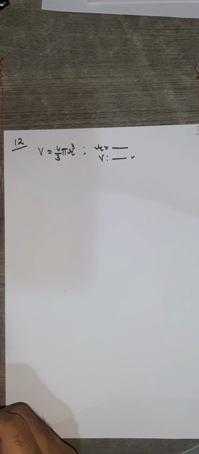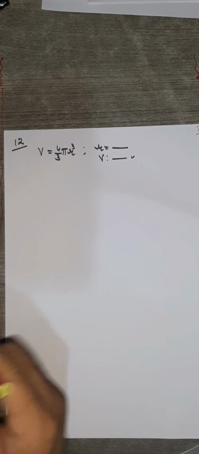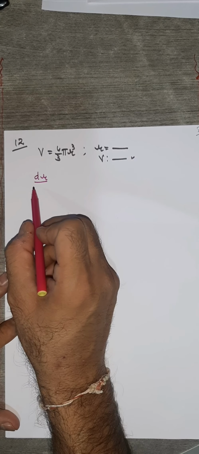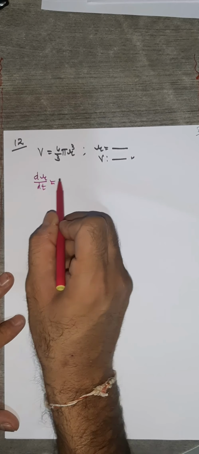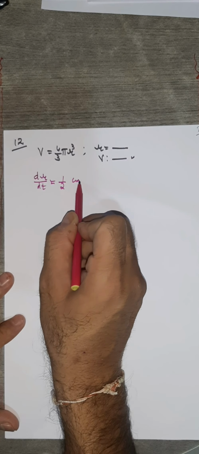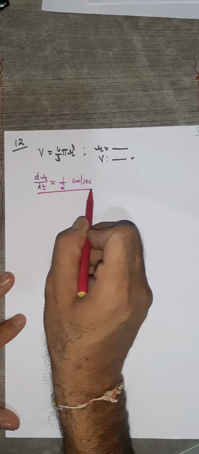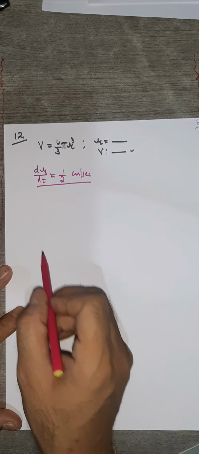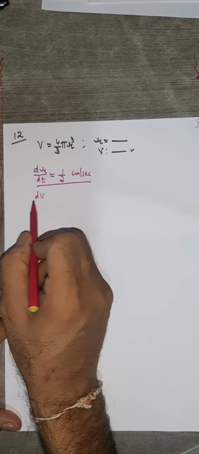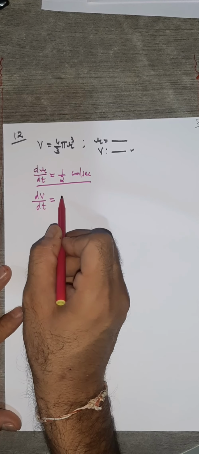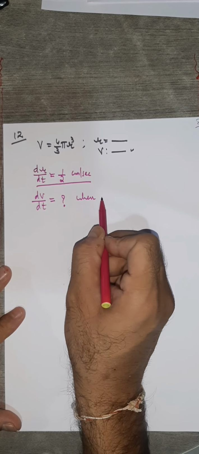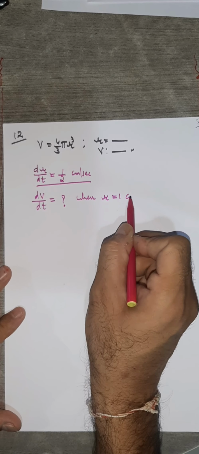Okay, you are given the change in the radius. So what is given here? dr by dt you are given, that is how much? Half centimeter per second. This is given. What rate is the volume? Okay, so you want dv by dt. This is the question. You want this when r equals 1 centimeter.